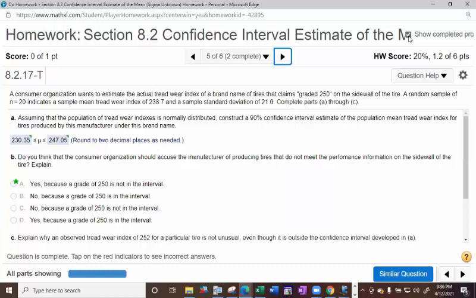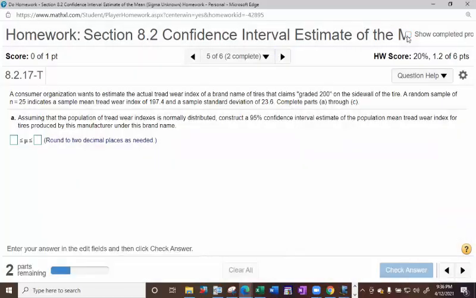We can do this one, I guess. Graded 200 tread wear, sample n is 25. Once again, like I said on a test, I would make sure that, well, it does say sample standard deviation, which is good, but it should probably also say assume the population is normally distributed. But you're actually okay with the sample standard deviation.